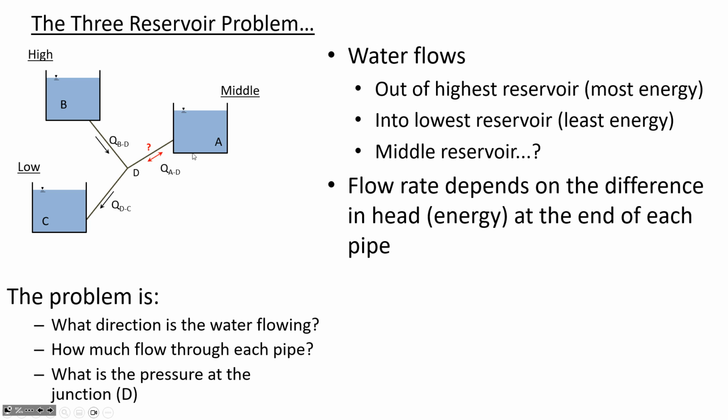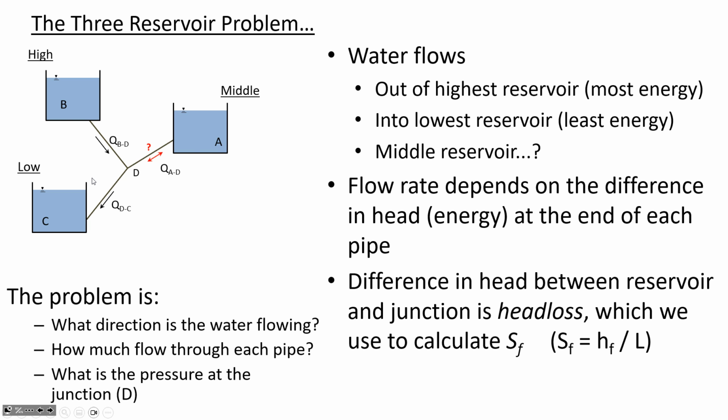The flow rate through each of the pipes depends on the energy difference between the reservoir and the junction point. And we'll define head loss as being the difference in energy from one point to the other. And once we know head loss, so h sub f is head loss, then we'll use the head loss to calculate S sub f. And does anybody remember what's the name of this variable S sub f?